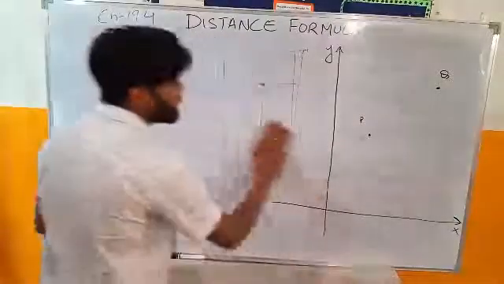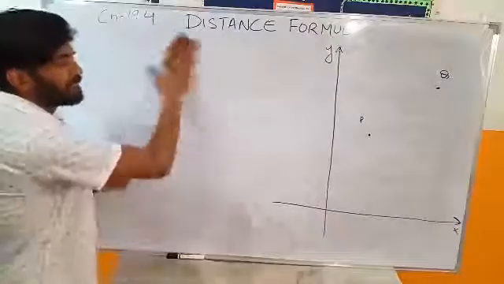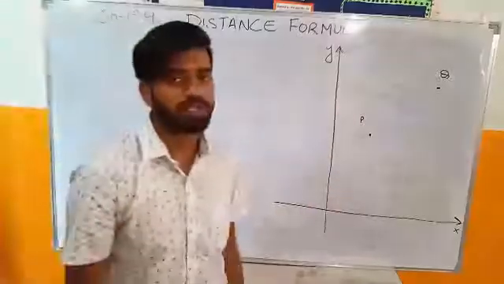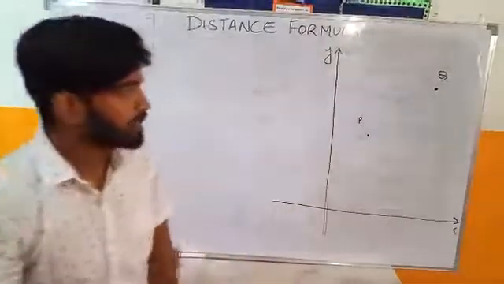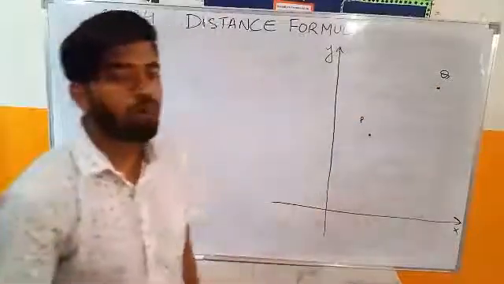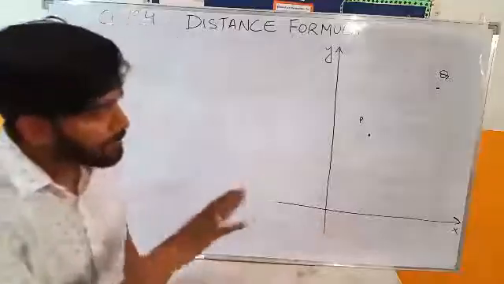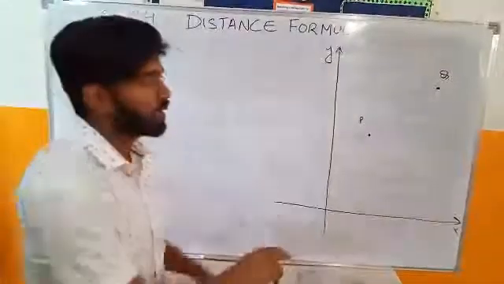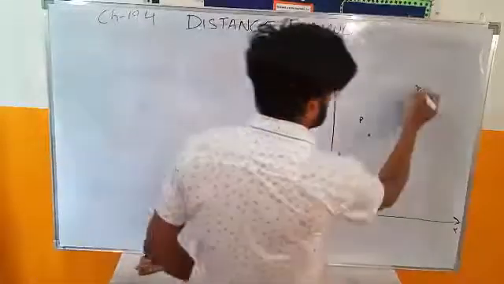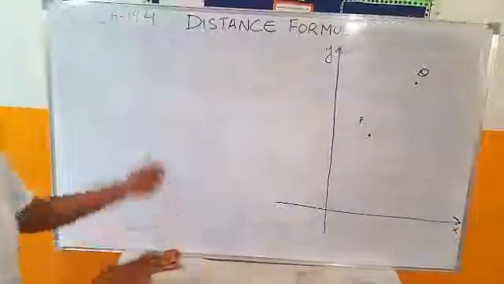I just told you one application of why we need the distance formula, but there are so many other uses of this distance formula. So there are two points P and Q. We'll learn how to find the distance between P and Q. Now I just made this Q point anywhere. If you don't believe, I can shift the Q point anywhere else also. Let's say I shift it over here. So I'm shifting point Q over there.